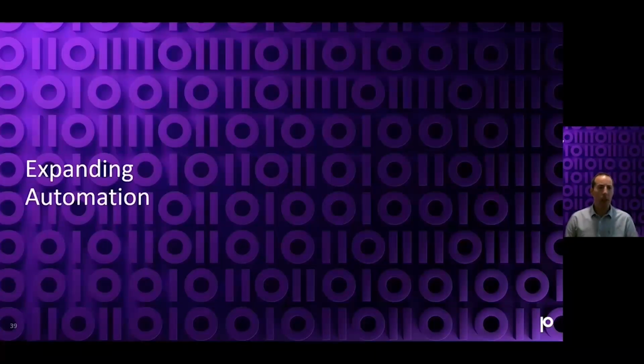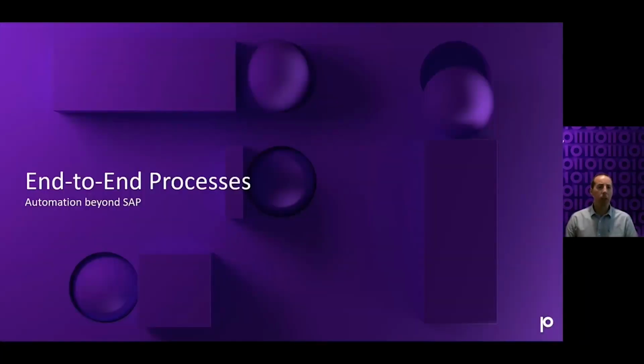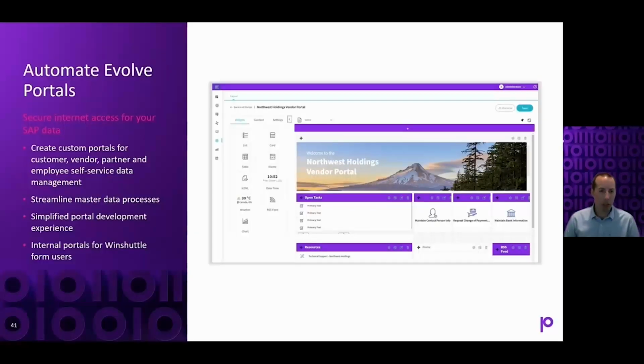And next, I want to talk about expanding automation, and in particular, automating processes beyond SAP. First, I want to talk to you about our new portal framework. What this allows you to do is open up your Evolve system to external participants outside of your organization. You can create custom portals for your customers, vendors, business partners, or even employees for self-service of their own data. This means you can streamline your master data processes.